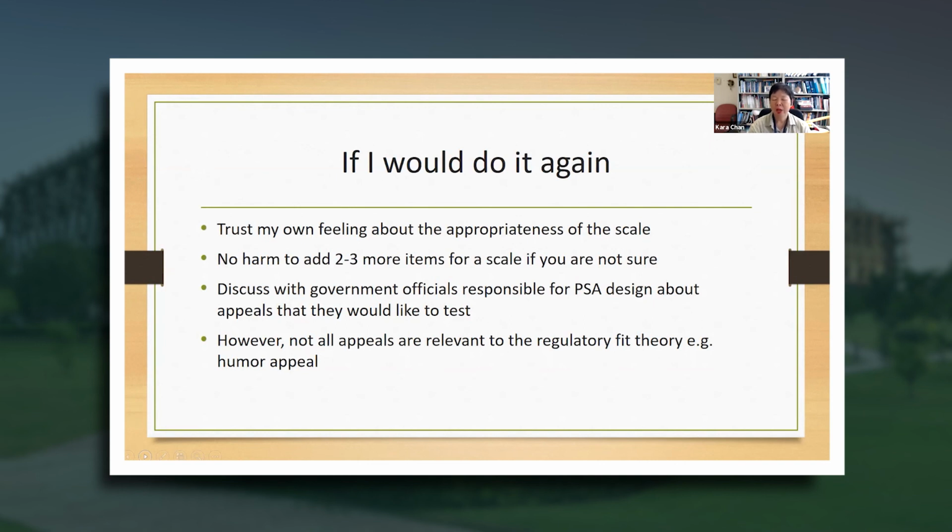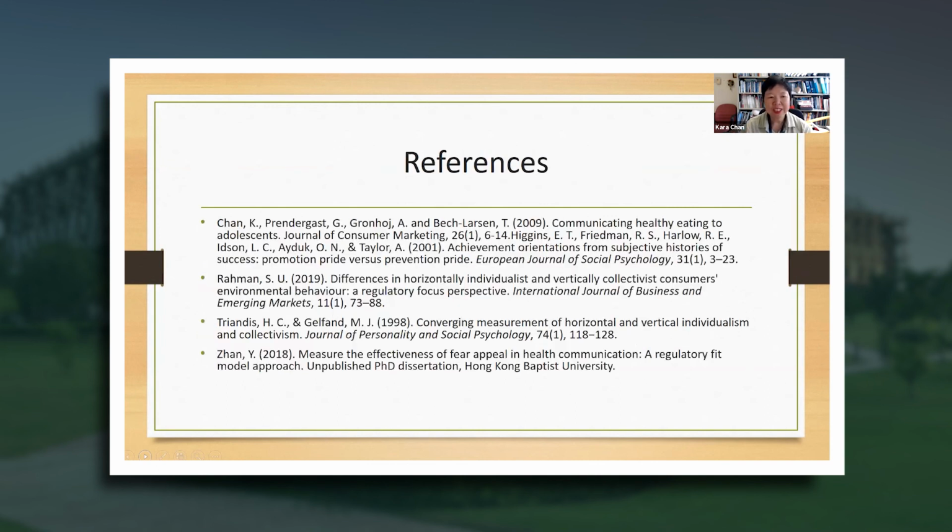I hope I will spend more time on knowledge transfer, but because of my commitments, these are of lower priority in my schedule. So I did not have a lot of time to pursue this area. And also the other limitation was some appeals are just not relevant to the regulatory theory, for example, the human appeal. So these are the references.